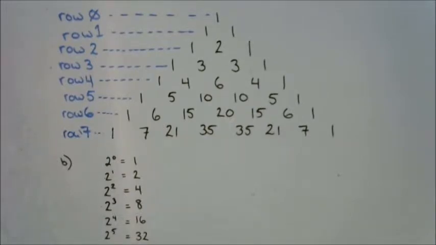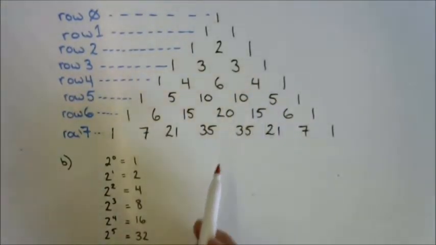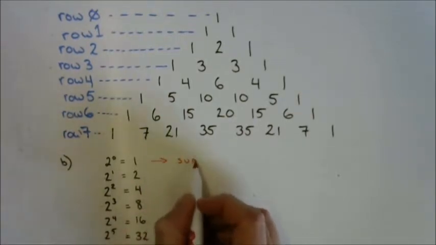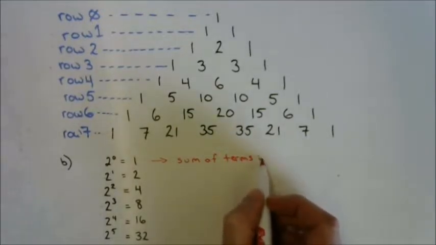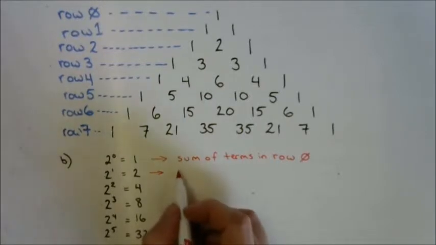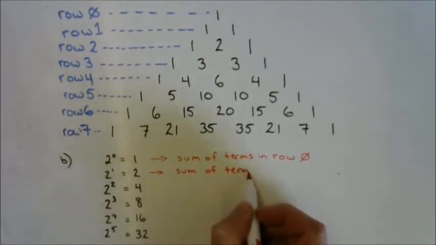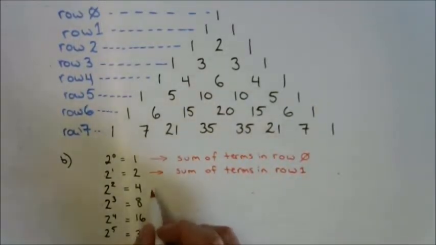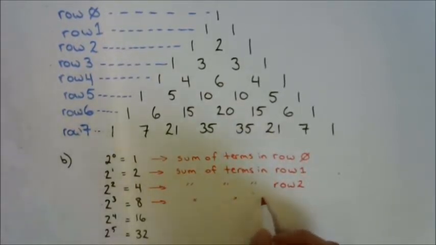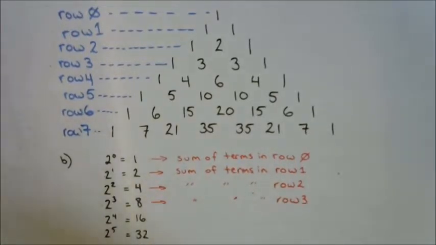What is 1 plus 1? What is 1 plus 2 plus 1? What is 1 plus 3 plus 3 plus 1? See it? Okay. What is 1 plus 4 plus 6 plus 4 plus 1? And 1 plus 5 plus 10 plus 10 plus 5 plus 1. Okay? So this is the sum of terms in row 0. This guy is the sum of terms in row 1. This guy is the row 2. Row 3. And so on.